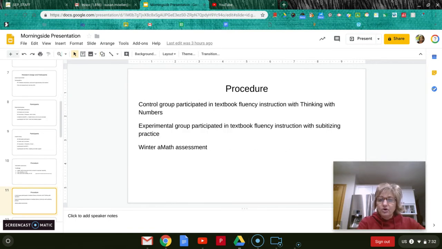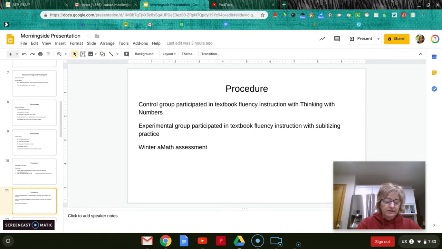For the next 10 weeks, the control and experimental groups participated in 10 minutes of daily fluency instruction. The district had recommended using the GoMath Fluency Builder portion of the textbook, along with the supplemental program of Thinking with Numbers by Larry Leitzinger. Both were primarily procedurally directed routines. The control group participated in both of these routines that were procedurally focused. The experimental group's 10-minute fluency instruction consisted of skip counting and GoMath Fluency Builder practice twice a week, and subitizing 3 times a week.